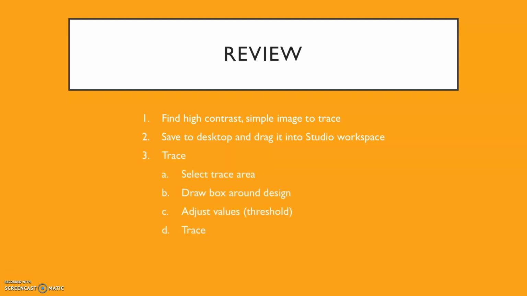So to recap everything, number 1, find a high contrast image you want to trace. Number 2, save the image to your computer and drag it into the workspace in Silhouette Studio. Number 3, using the Trace menu, click Select Trace Area, draw your box around your design, adjust any values to make the lines turn yellow, and trace. Number 4, resize the design so it's ready to be cut out.